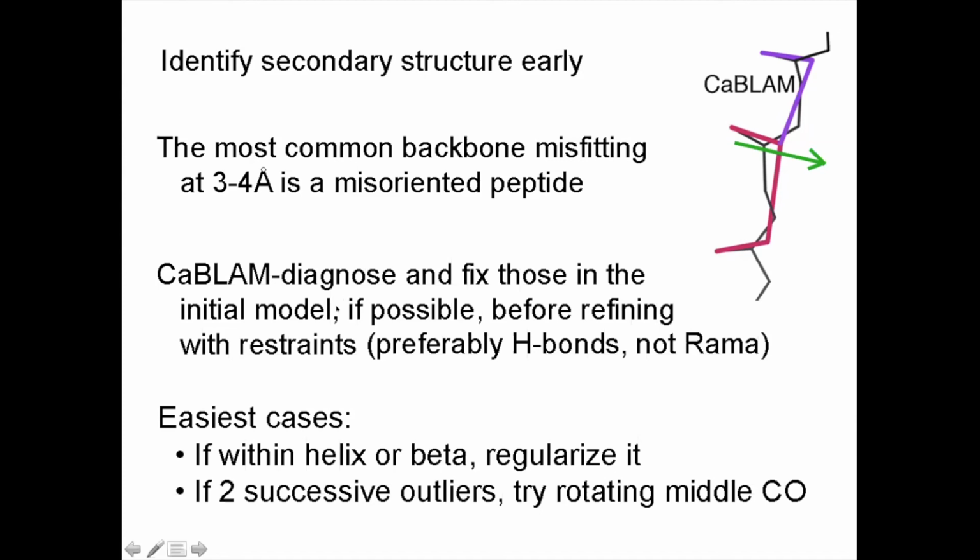Then, as I say, Kablam is particularly useful. Then there are two really easy cases to fix Kablam outliers. If they're inside secondary structure, regularize it. If they're two successive outliers, try rotating the middle carbonyl, which will almost always fix them. And that's a fairly large fraction of the outliers that you will get. Fixing things in loops is possible, but it's harder. So at least do the easy cases before you start refining.